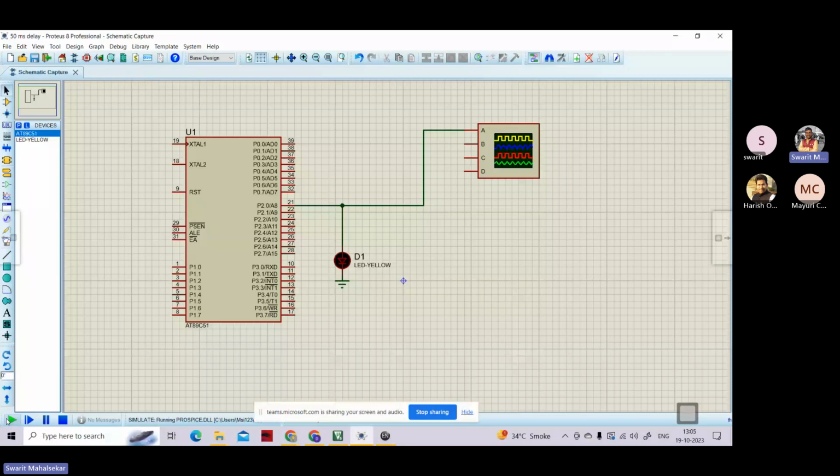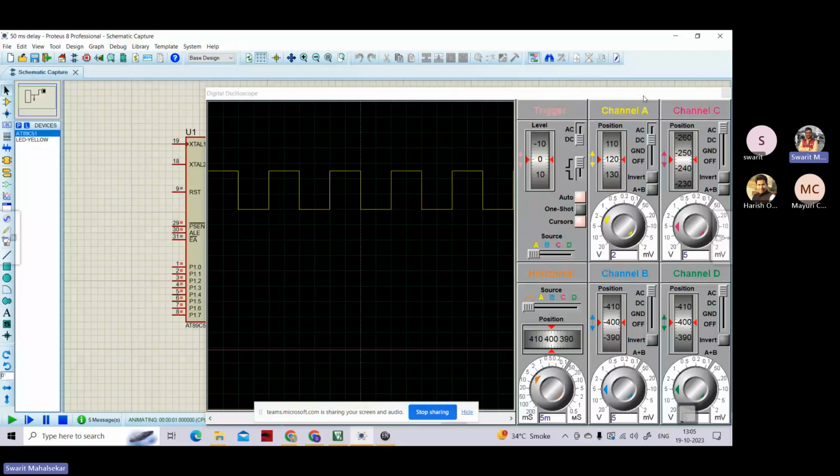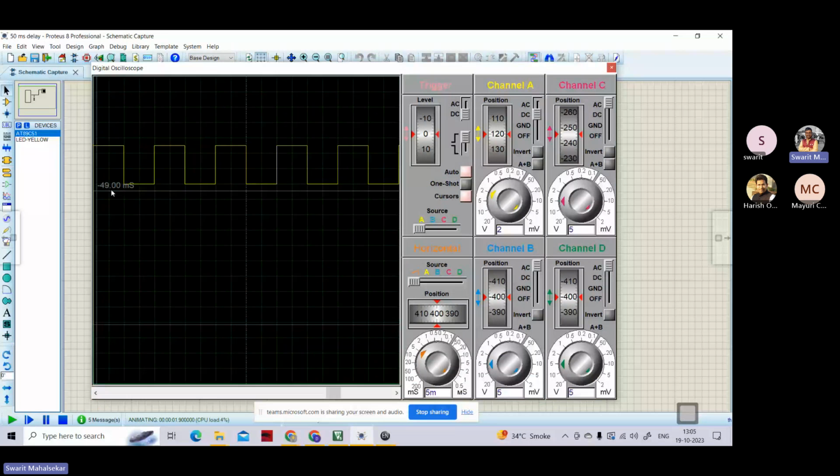All right, so you just have a look over here. We are getting a square wave signal, right? An exact square wave signal. Is this part visible? Is my screen visible? Yes, sir.